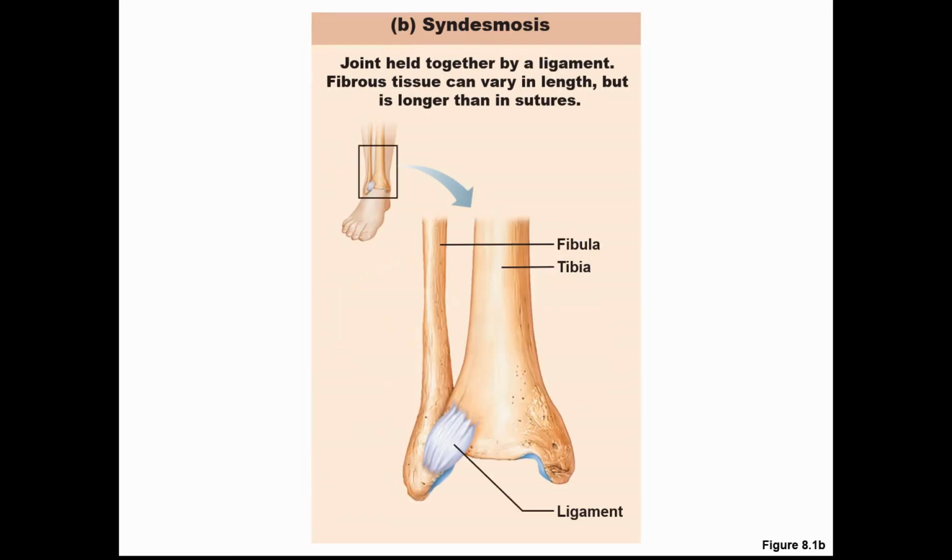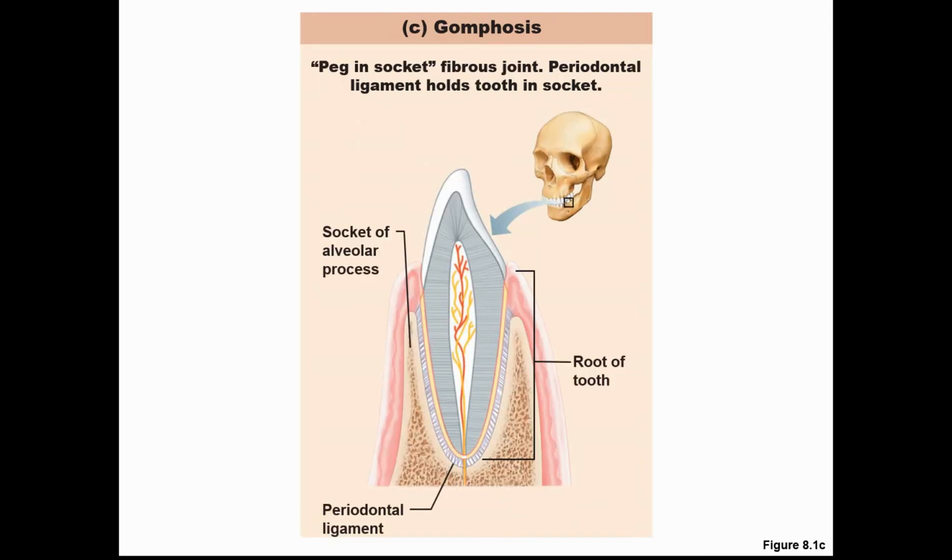The syndesmosis, here's another example. We've got a little ligament here holding together the fibula and the distal tibia. We also have a syndesmosis between the ulna and the radius. Our gomphoses, as I mentioned, are these little periodontal ligaments here.